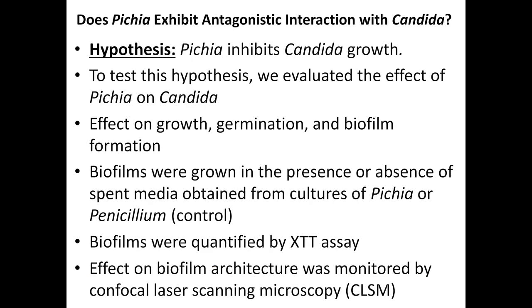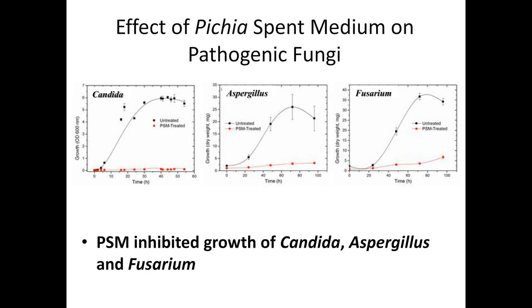So our hypothesis was that Pichia inhibits Candida growth, and to test this, we wanted to evaluate the effect of Pichia on Candida. We have a huge collection of organisms in our center, so we took some Candida albicans and we took Pichia, and we looked at whether there is an effect of Pichia on growth, germination, and biofilm formation, which, as you know, germination and biofilm formation are important virulence factors for Candida. We used the standard methodologies in our lab. So next slide, it starts to show you some of the data.